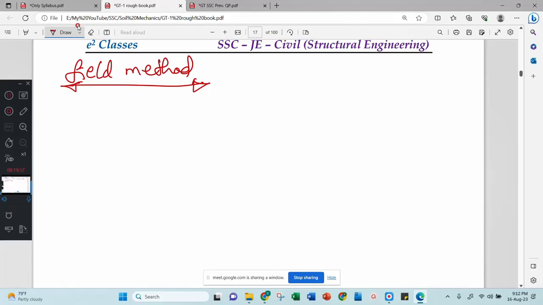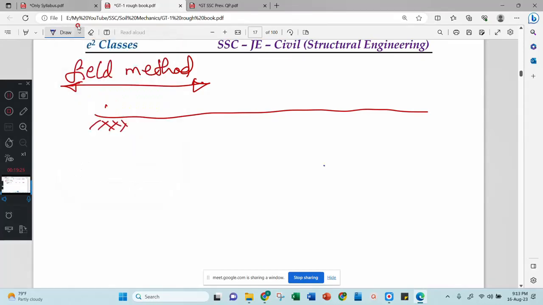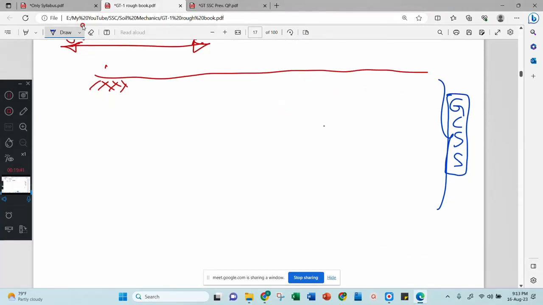Now look at here. Let us consider this is your ground. Ground means what? It is made up of soil. This soil may be gravel, clay, silt or sand. Any one of these, or a combination or proportion of these soils, will make your ground. This is confirmed.